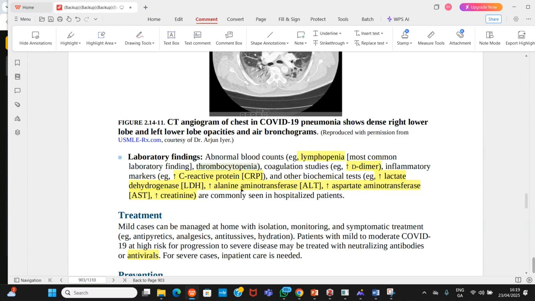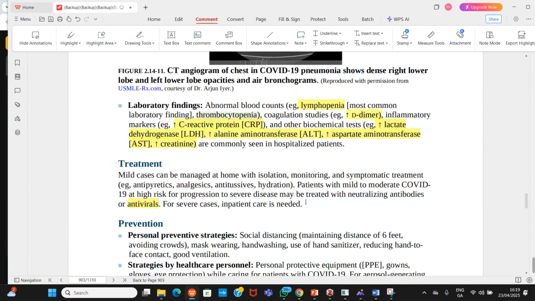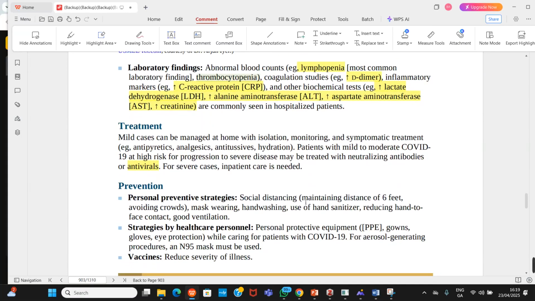If you do a blood count, there's going to be lymphopenia because of bone marrow suppression and because of the inflammatory process. Don't forget cytokine storm, they will have moved a lot of lymphocytes to the tissues. So there are few lymphocytes in the blood. Then they can have thrombocytopenia because of bone marrow suppression. In coagulation studies, because of the hypercoagulable state, there's increased D-dimer, and inflammatory markers like CRP and LDH are all increased.